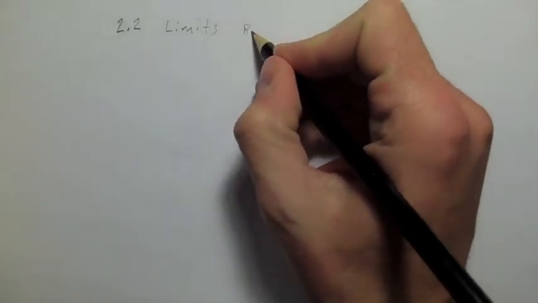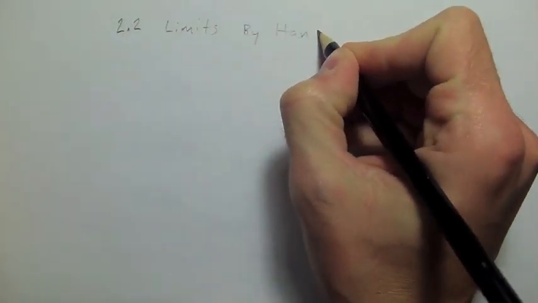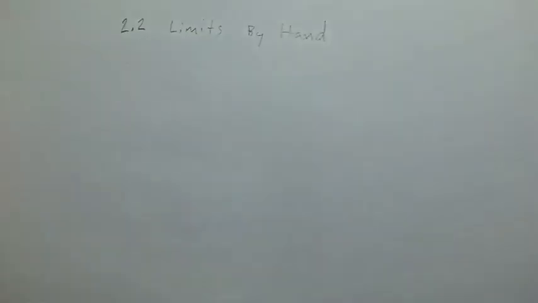So specifically here in this section, we're going to be talking about, say we don't have a graph. Okay, with a graph it's easy. You look at where the function's heading as x gets closer and closer to some value. But let's say you don't have a graph, or you don't feel like graphing it, or you can't graph it. How do you do this stuff by hand? So this is basically what we're starting with here. All right, limits by hand.